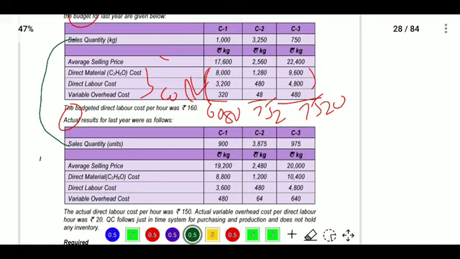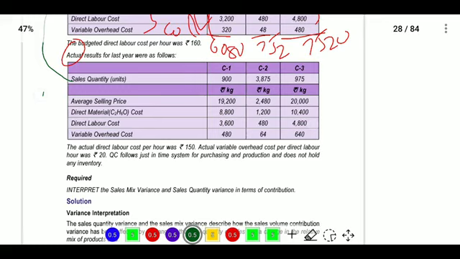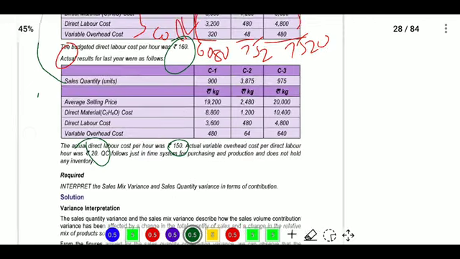Next, actual selling price, direct material cost, direct labor cost, variable overhead cost. The actual direct labor cost per hour was 150 rupees, whereas last time it was 160 rupees per hour. Actual variable overhead cost per direct labor hour was 20 rupees. Next, QC follows just in time for purchasing and production and does not hold any inventory.